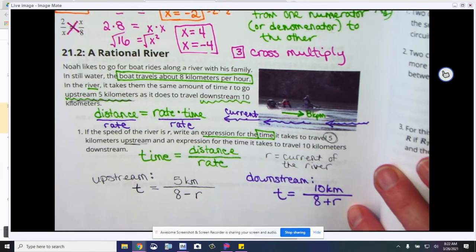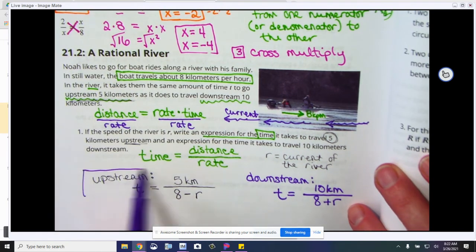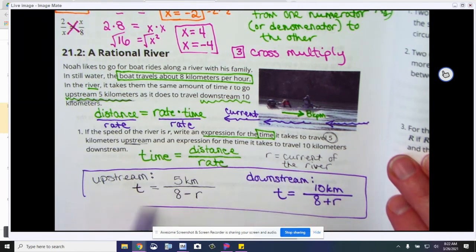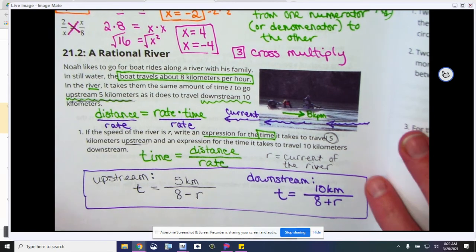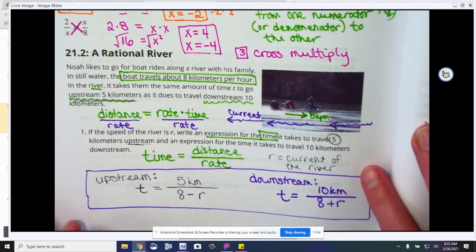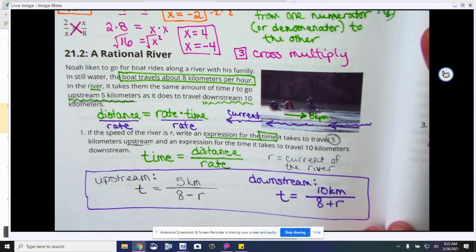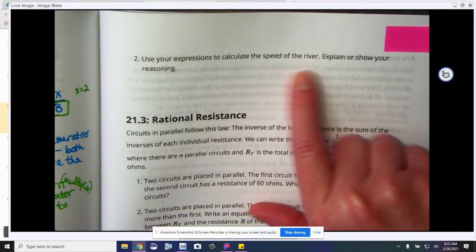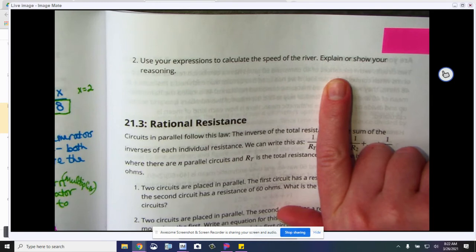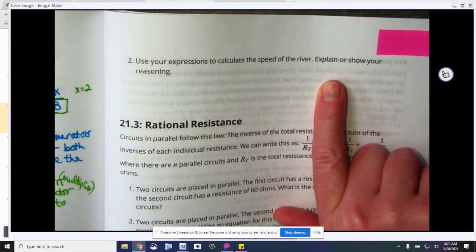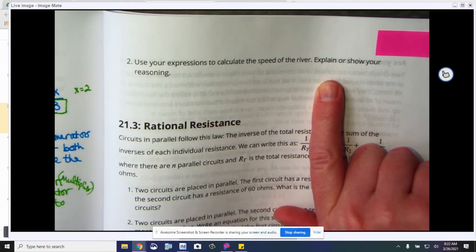We have accomplished our 2 missions. It asked us to write 2 equations, so there's my answer. I'm going to box that in because I'm going to use that in our next question. Question number 2 on the top of the next page asks us to use our expressions to calculate the speed of the river. It's like, well, now that we have these 2 R's going on, could we figure out how fast the river's going?